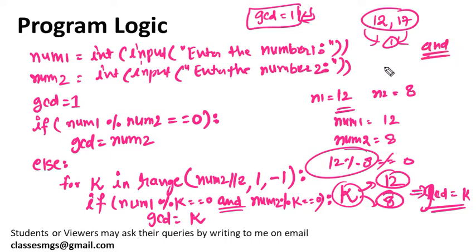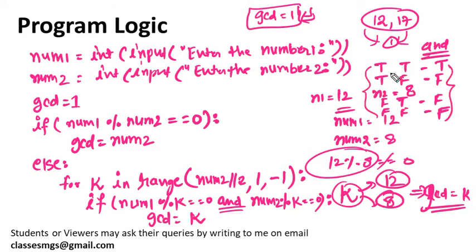AND operator means that only if both conditions are true will the result be true, otherwise the result will be false. True and false is false, and false and false is also false. You should know this, it will be covered in your theory classes. So if both conditions are true in AND, then this if case is true, and k is the number that completely divides both. And we are taking number 2 divided by 2 here.